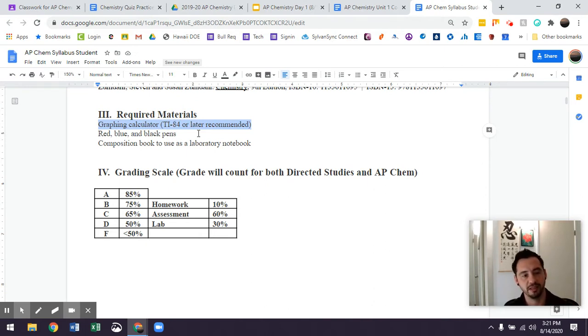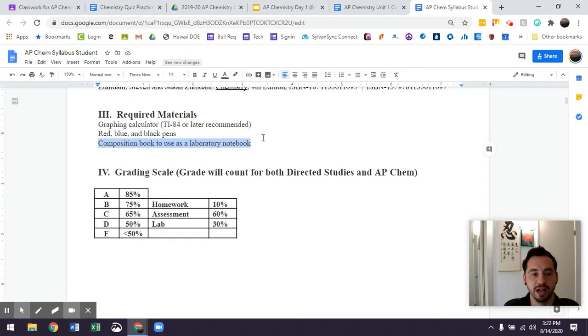Red, blue, and black pens, composition book. You do need a composition book once we get back into the classroom. Right now you don't. Although I do suggest that you keep the labs separate, organize the labs separately, because if you do want to get the credit for the course in college, you sometimes have to show that you've done the labs. Okay, so make sure you keep that separate.